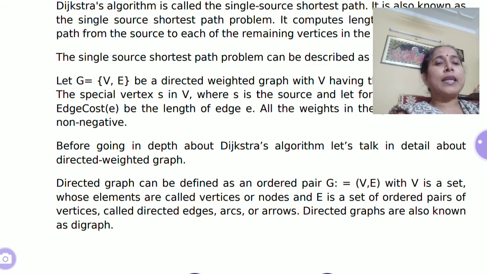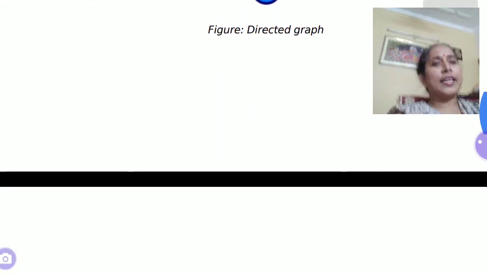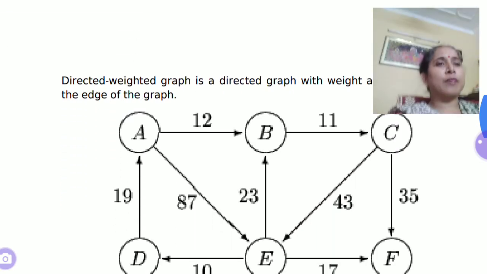Now, before going in depth about Dijkstra's algorithm, let's talk in detail about directed weighted graphs. What are directed weighted graphs? We all know this graph is a directed graph. It is not weighted. A directed weighted graph looks something like this on your screen.